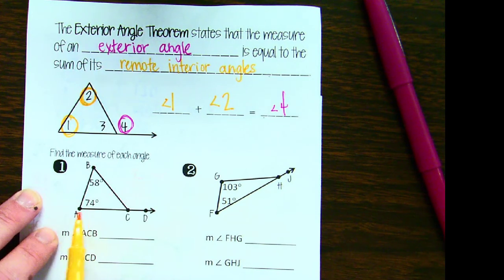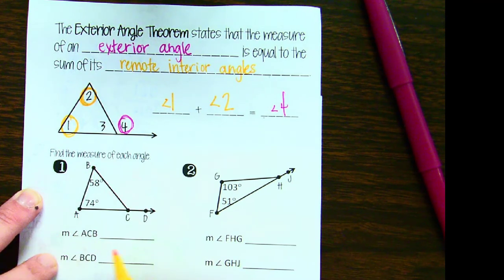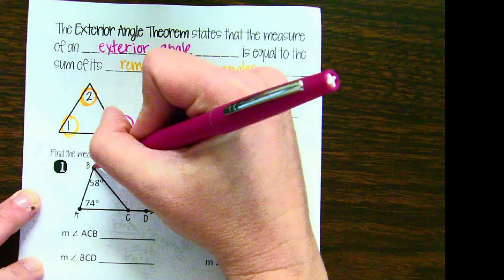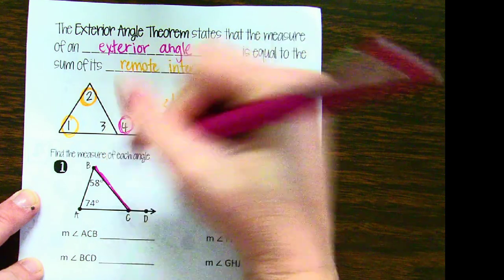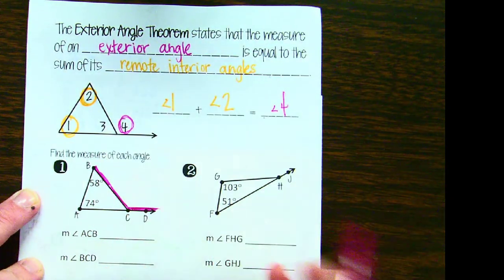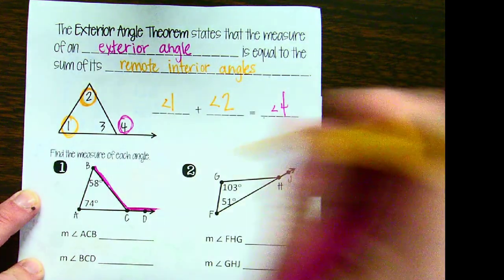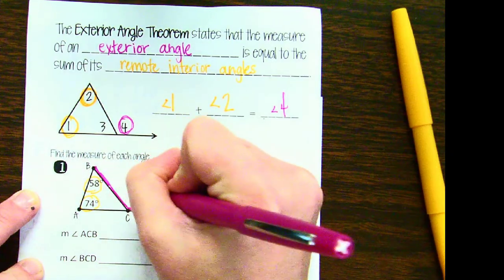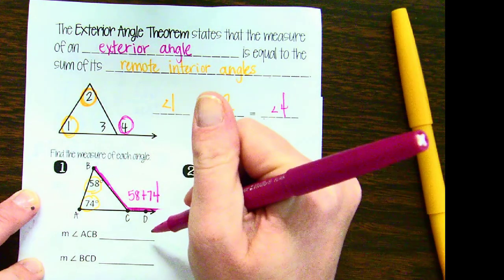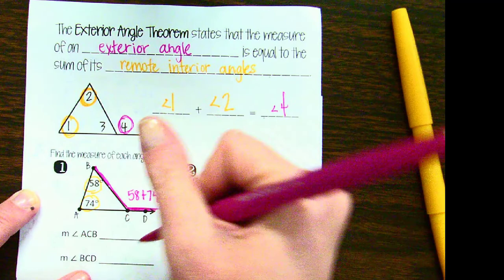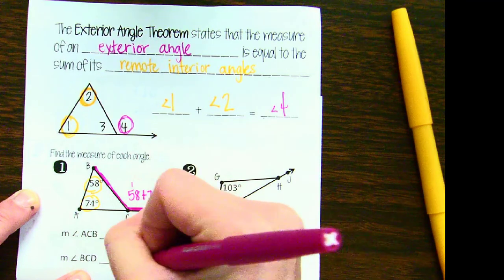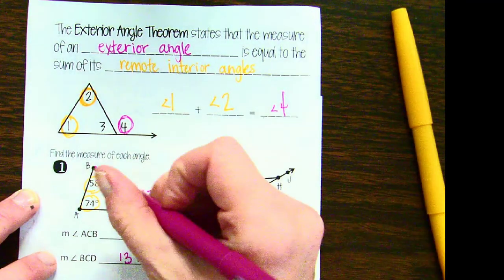So from angle A to C to B, we can figure out what that guy is. And from the measure of angle B, C, D, we can figure out that one. So from B to C to D is an exterior angle. It's outside the triangle. We can figure out how much it is if we do 58 plus 74. So we do 58 plus 74. That'd be 132 is the measure of angle B to C to D.